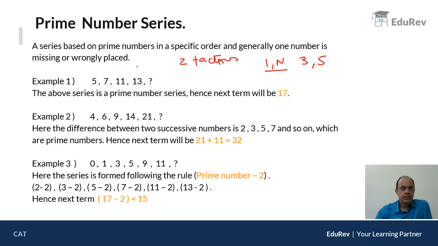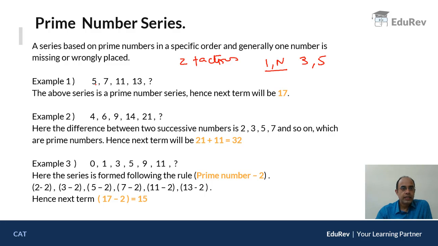Now let us understand this prime number series with the help of few examples. I have taken a very simple example: 5, 7, 11, 13, and the next term. Now guys, few of you might get confused that they are all odd numbers. So here it should come out to be 15. But I have not taken 9, and 9 is missing here.